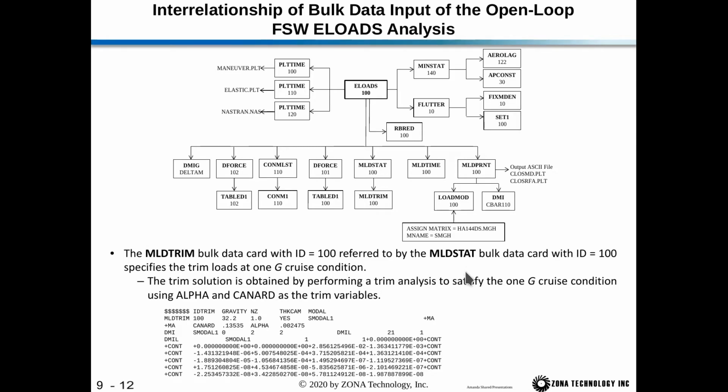This card specifies the trim loads at 1G cruise condition. The trim solution is obtained by performing a trim analysis to satisfy the 1G cruise condition using alpha and canard as the trim variables. So this DMI card here is copied and pasted from the output of the trim analysis, and this is now in the input of our ejection loads analysis. And then our canard and alpha are also copied from the trim solution.